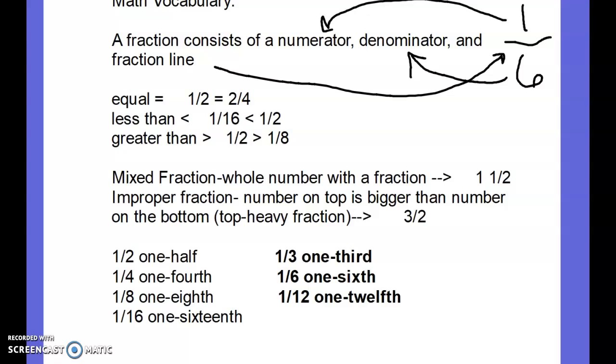So we've also discussed and learned what a mixed fraction is. It's a whole number with a fraction. And that, my friends, can look like what I typed, or it can look like this. That is a mixed fraction. An improper fraction is a number that has a top number that is bigger than the number on the bottom, okay? We also call them top-heavy fractions. The way I had to type it is like that, 3/2. It also can look like 3/2.